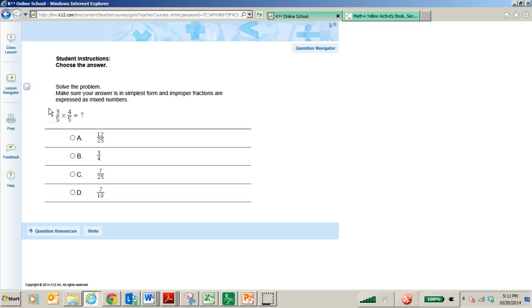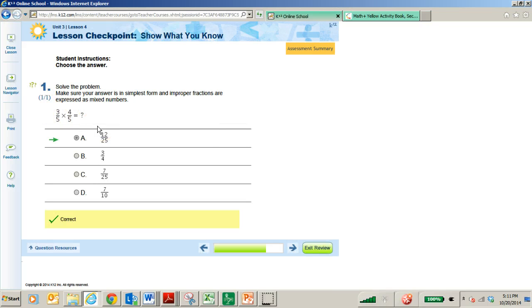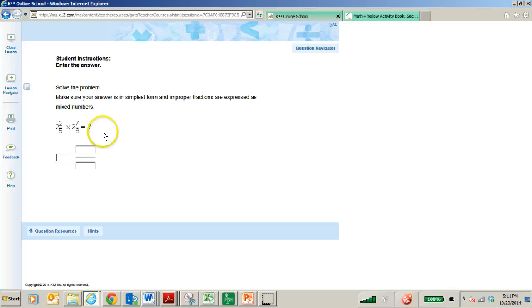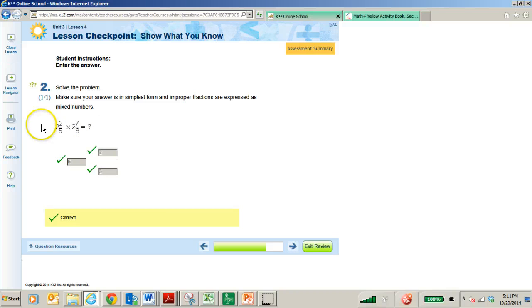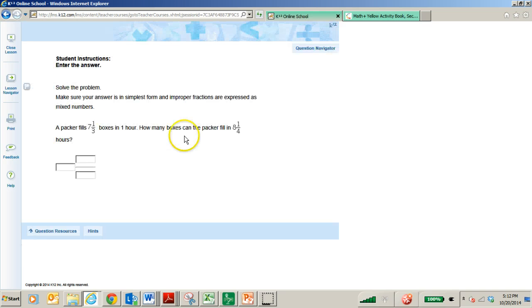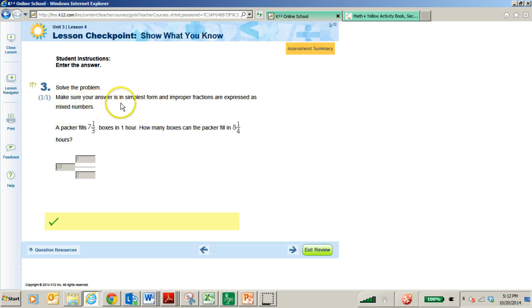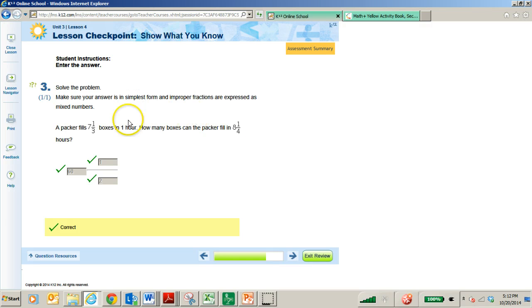So here we have the traditional multiply across. We multiply the numerators, multiply the denominators. But your student can use the area model and work these out on grid paper just as well. Here's another example. We have 2 mixed numbers multiplied together, but we are going to want to convert them to improper fractions before we multiply. Here it says make sure your answer is in simplest form, but we're going to multiply, but it's in the context of a word problem.